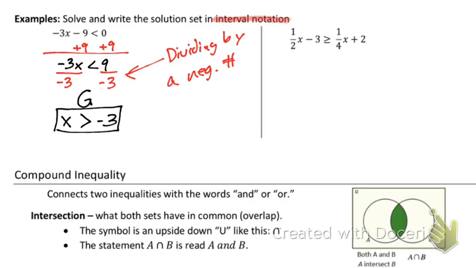So the interval notation of this would be, I'm looking for all numbers that are bigger than negative 3. So the farthest left I'm going to go is negative 3. And I want all those numbers that are bigger than that, so that would be infinity. So those say the same thing, it's just this is interval notation. But both those statements say the same thing.